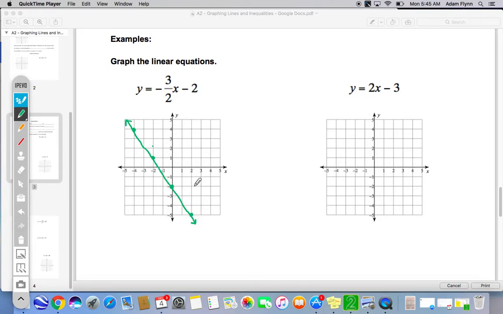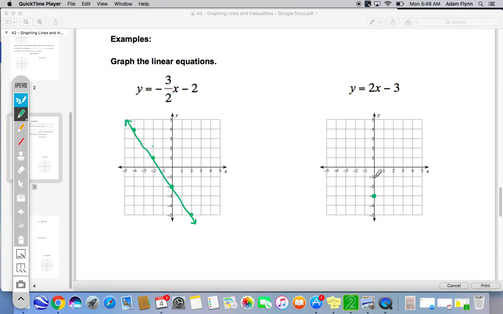Okay, perfect. So my next example over here, again, y is isolated, it's by itself. So it is in y equals mx plus b form, also known as slope-intercept form. So I'll start at -3. And my slope is just 2. So 2 is the same thing as 2 over 1, so I know my rise will be 2 and my run will be 1. Your run will always be 1 if your slope is a whole number, such as this.